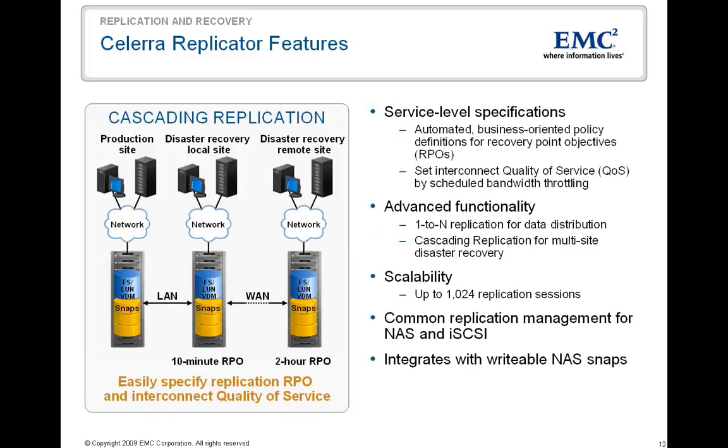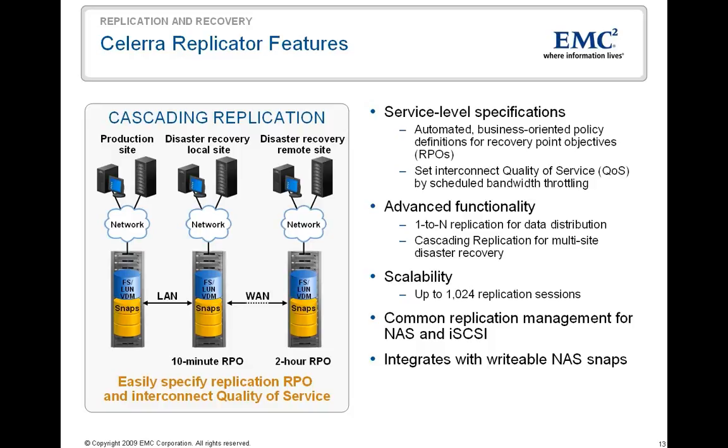The next is, and I bring this up because we've introduced Replication version 2. Replication version 2 is actually quite nice and very easy to set up. The two things I want to point out are right smack in the middle, advanced functionality: one-to-N replication for data distribution. Basically what that means is if I had a file system, I can replicate that file system at the same time to 4 different locations. So that's what we call one-to-N, N being 4 in this case.